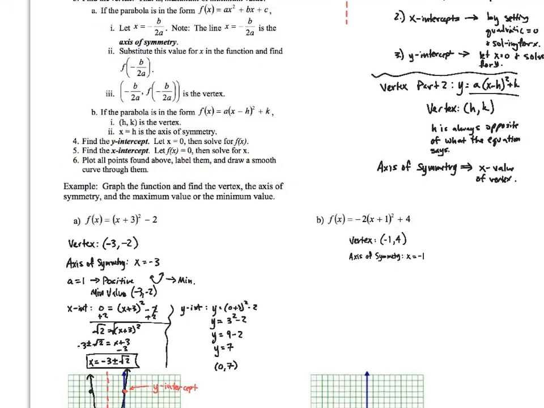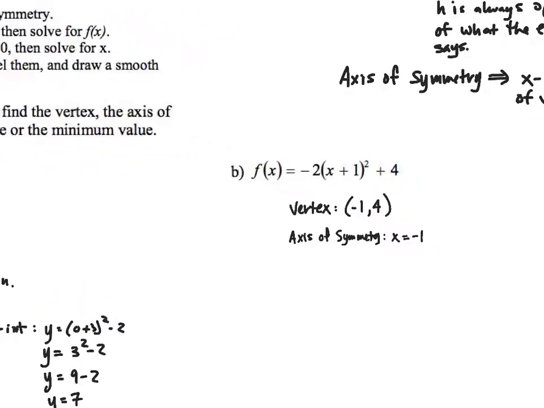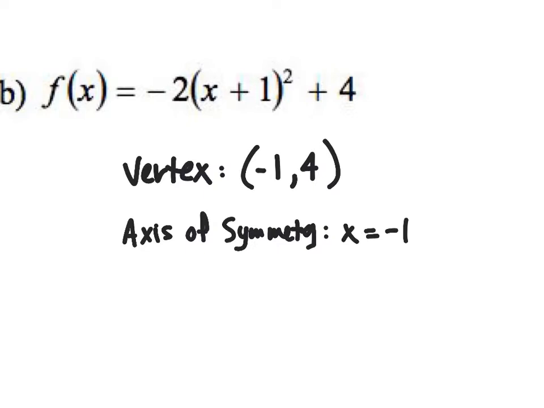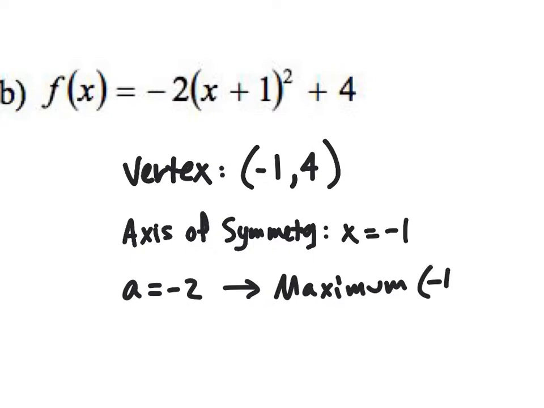Okay, and then because the a value here is equal to -2, that means that we are going to have a maximum, okay? And the maximum value is going to be the same point as your vertex, which is -1, 4, okay?